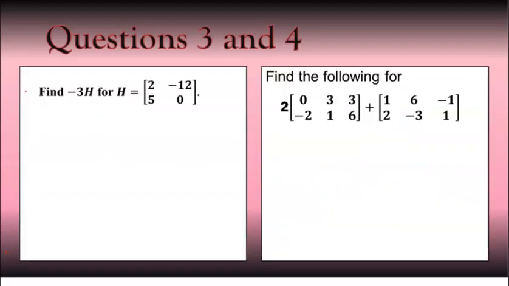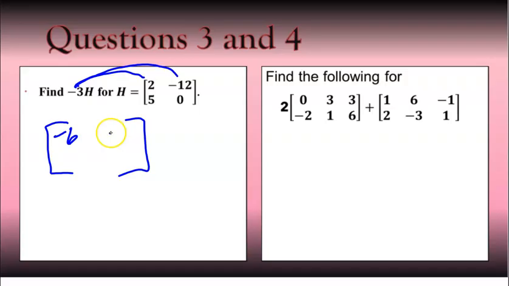Question 3, find -3 times H. So in this case, -3 is the scalar, and we're going to multiply that by matrix H. So to do that, my dimensions are still going to be the same. It's still going to be a 2 by 2. So I have -3 times 2, which gives us -6. -3 times -12 gives us a positive 36. -3 times 5 is -15. And -3 times 0 is 0.